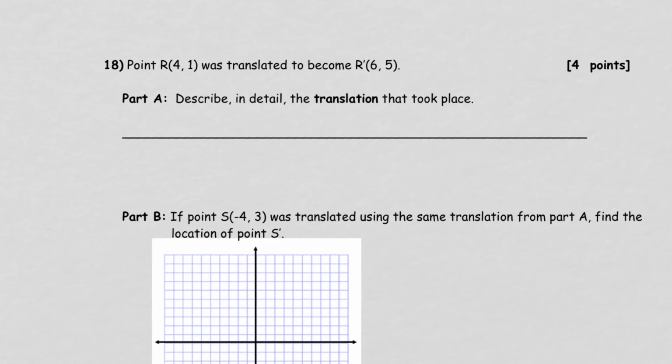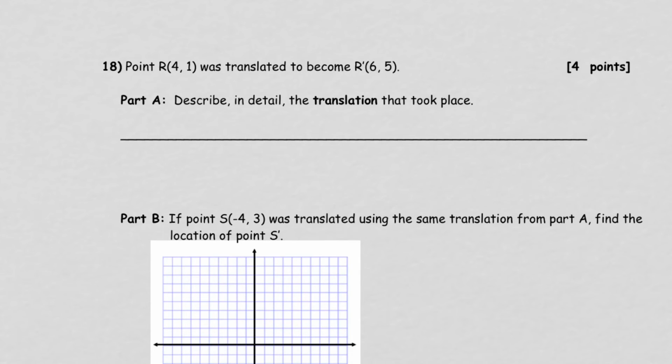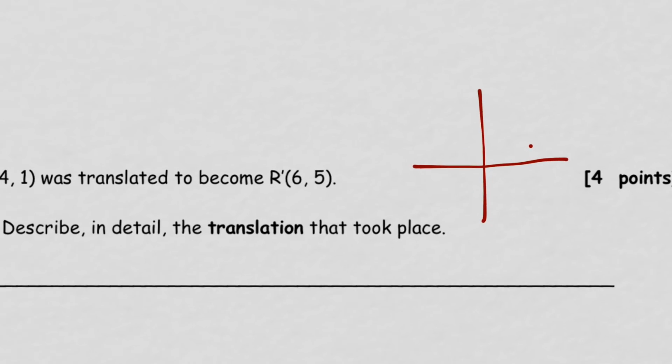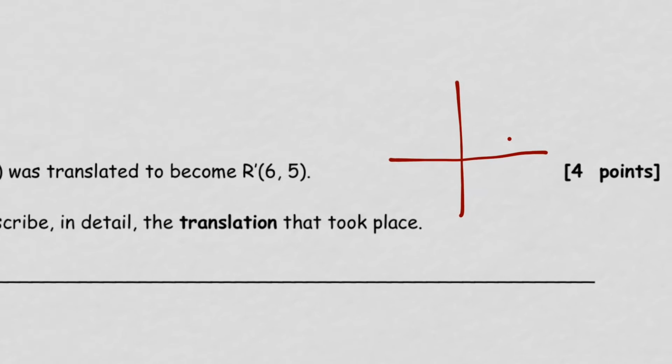Okay, point R was translated to become point R prime. So I like to make my little sketch so I have an idea of where things are. And I can say point R is, I don't know, maybe about here at (4, 1).